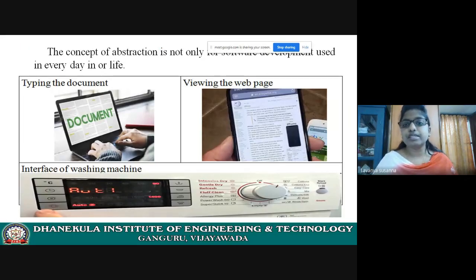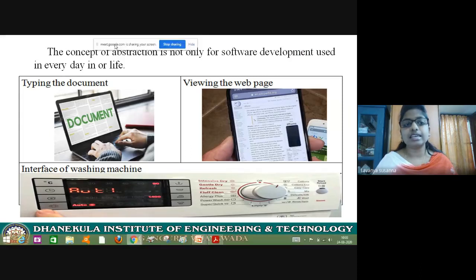Let us see another example. Another example is typing a document. When you are typing a document, you can see only the typed letters and some menus and scroll bar. You can see only necessary details. You cannot see where the data is stored in memory, or how the CPU is processing this data. You cannot see all those things. This is called abstraction, which simplifies the problem.